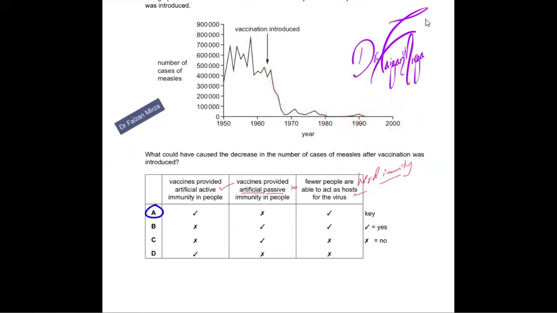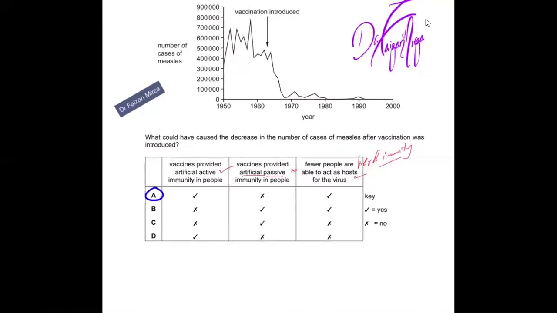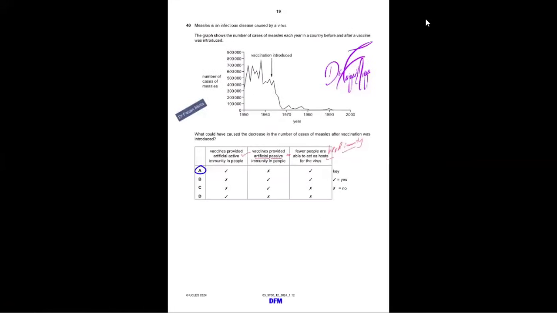What could have caused the decrease in the number of cases of measles after vaccination was introduced? Vaccination provided artificial active immunity. Yes, we know vaccination is artificial active immunity. Vaccination provides passive immunity. No, that's incorrect. Few people are able to act as hosts of the virus. Yes, herd immunity is there. So this is correct, this is wrong, this is correct. So option A is what is going to be the answer.